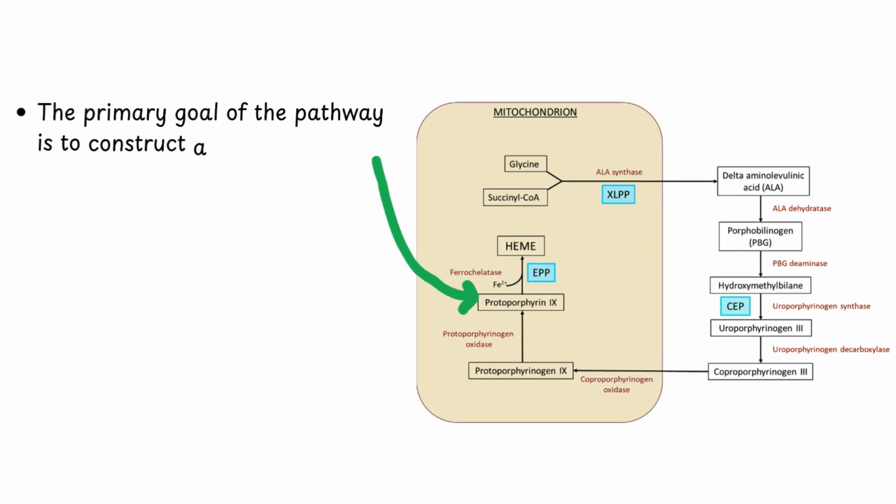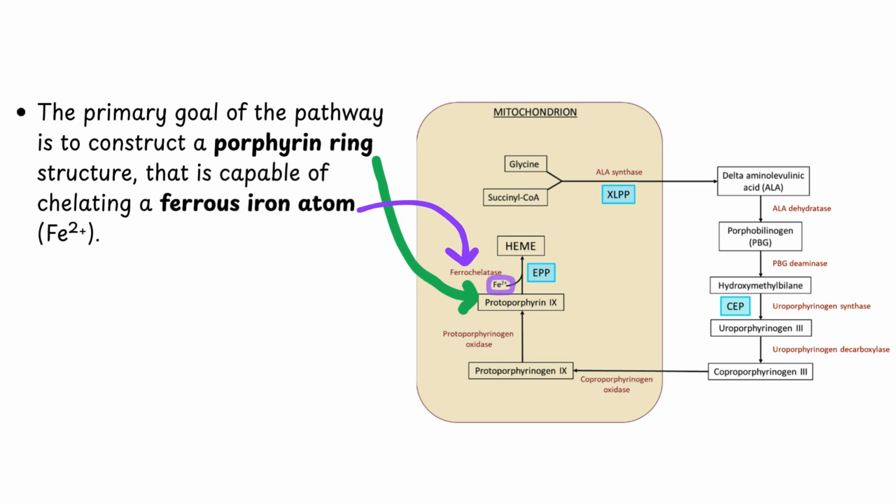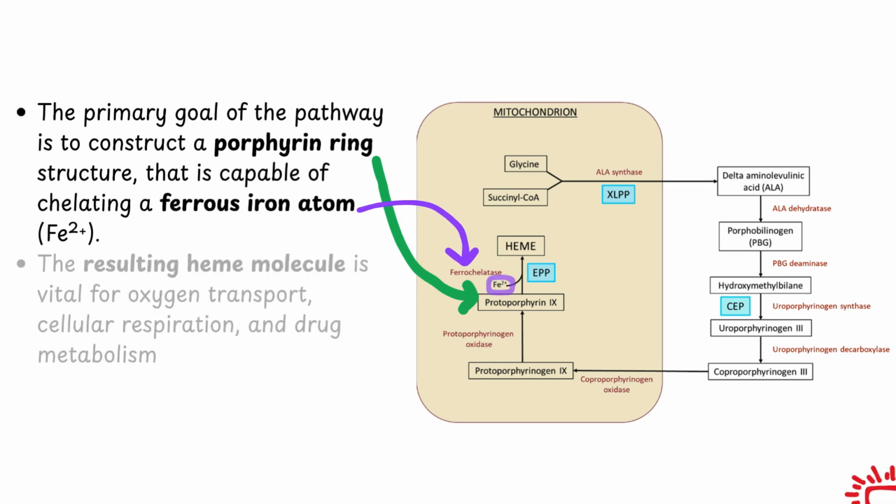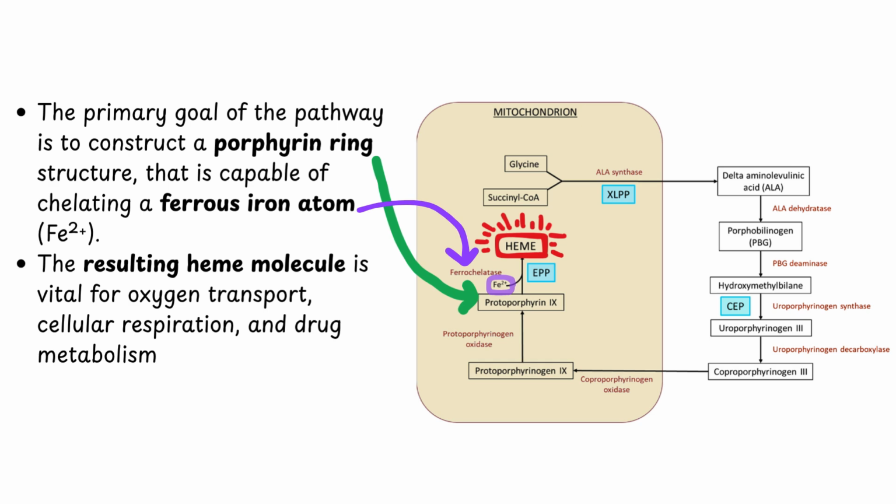The primary goal of the pathway is to construct a porphyrin ring structure that is capable of chelating a ferrous iron atom. The resulting heme molecule is vital for oxygen transport, cellular respiration, and drug metabolism.